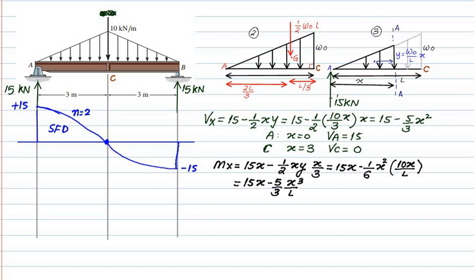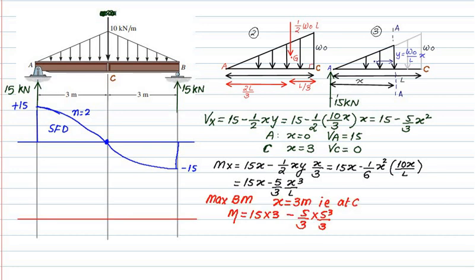Now is this again a cubic curve with a negative power? Maximum bending moment is 15 into 3. Our limit is from 0 to 3. Minus 5 by 3 into 3 cube by 3. What is this answer? The value of x is 3, so this is 3 cube. What is this final answer?